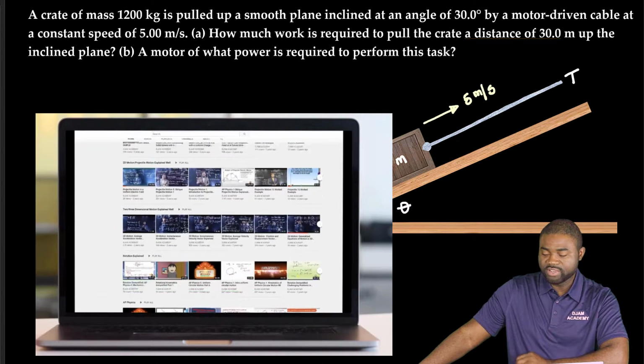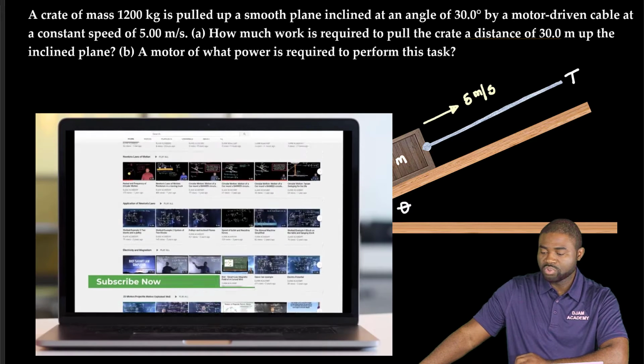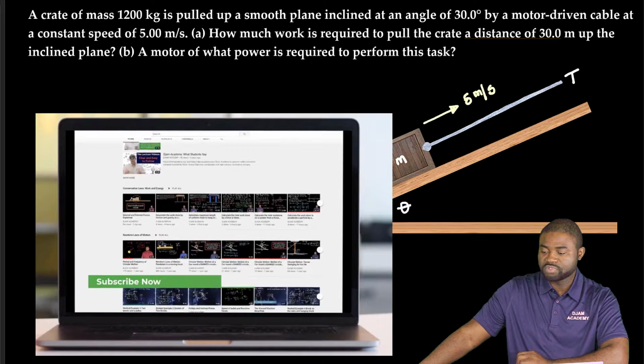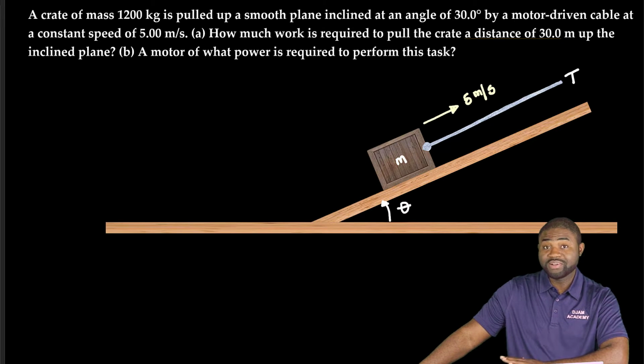Part A of the question is, how much work is required to pull the crate a distance of 30 meters up the inclined plane at that constant speed? And part B of the question is, a motor of what power is required to perform this task?